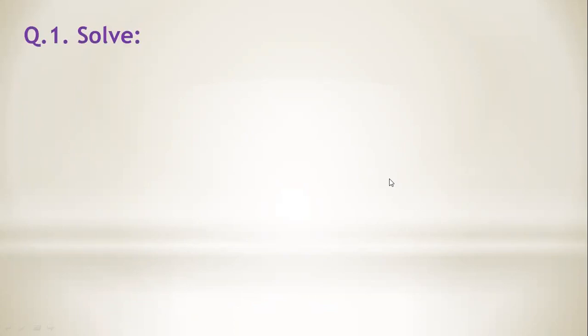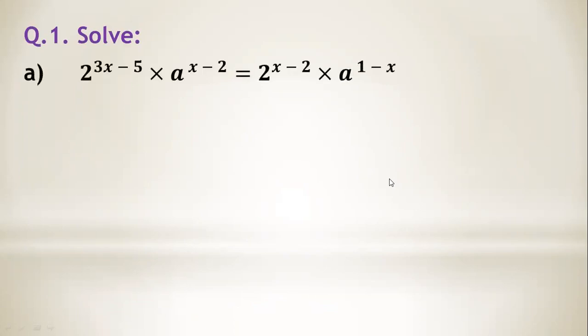All right, everyone. Solve question number 1. So you can see one question here. There is 2 to the power 3x minus 5 times a to the power x minus 2 on the left hand side, whereas on the right hand side 2 to the power x minus 2 times a to the power 1 minus x. Now, this question seems a little bit different from the questions that we taught in our previous classes. So now we have to use a different idea while we are solving this question. So everyone, now let's move ahead.